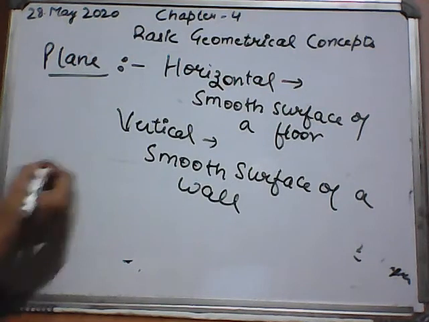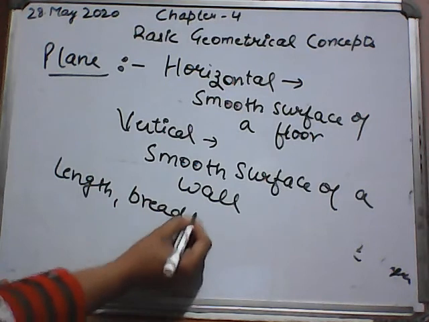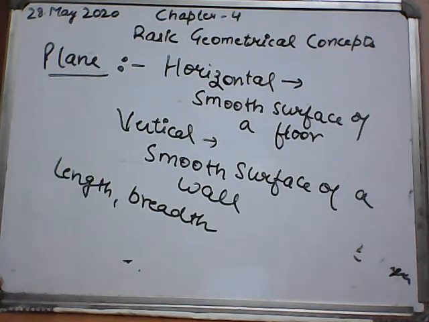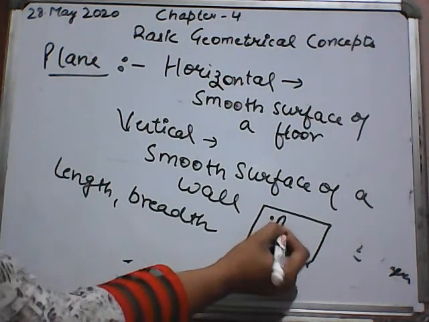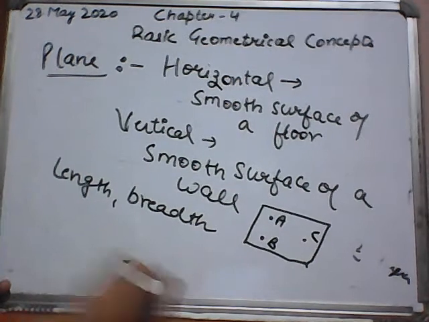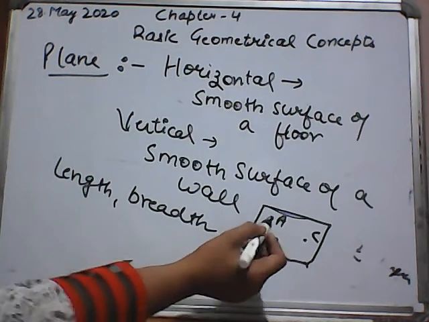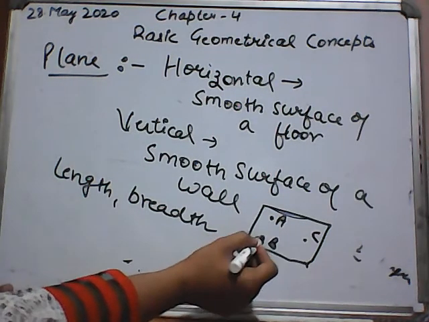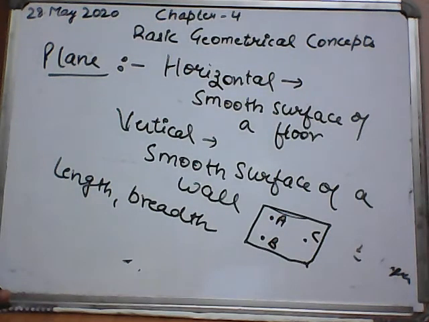A plane has only length and breadth. It has no depth or thickness. For example, if we draw a plane, point A lies on the plane, point B lies on the plane, point C lies on the plane, then it is represented as plane ABC. For example, take the smooth surface of a wall, and on the wall there is a point A, a point B, a point C. Then these three points lie on the same plane. So these points are known as coplanar points, or you can say plane ABC.